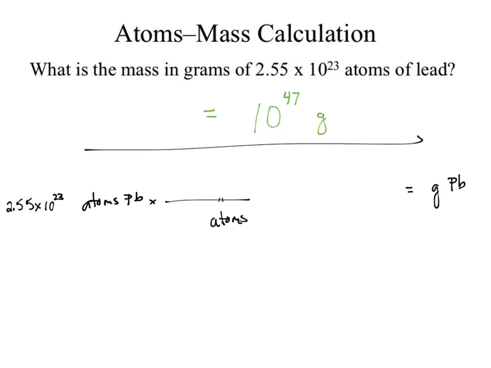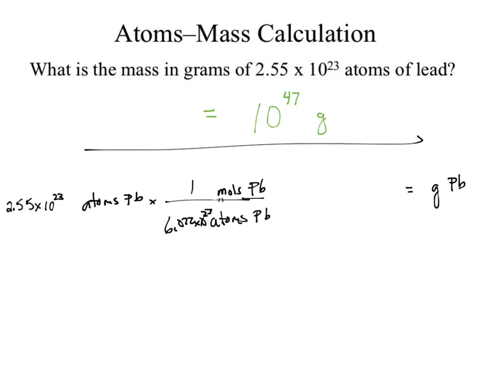I don't accept Avogadro's number as an answer. I want the unit moles. What's the conversion factor that relates atoms to moles? Now it's Avogadro's number. Once we've established what unit we're converting to, now we can bring in our numbers. We're looking at 6.022 times 10 to the 23rd atoms of lead per 1 mole of lead.